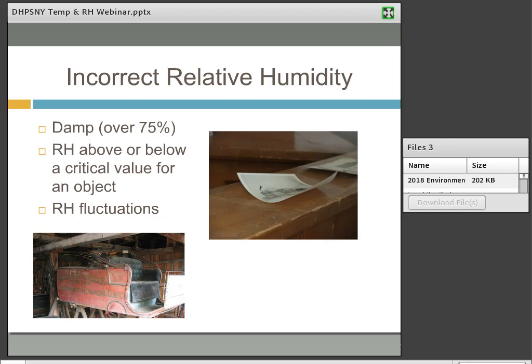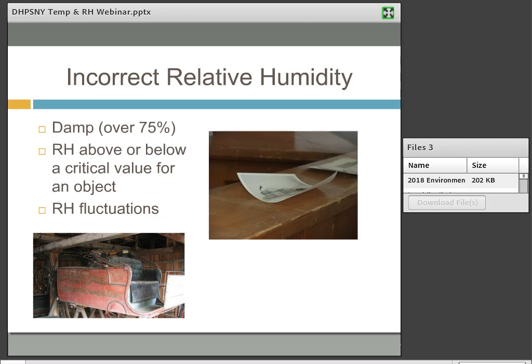It's probably easier to discuss incorrect relative humidity than it is to discuss correct relative humidity, because the ideal relative humidity for each object is essentially different. There is no ideal relative humidity or a magic formula I can give you. But what I can do is explain what you don't want to give you a better idea of what you do before we talk about general guidelines.